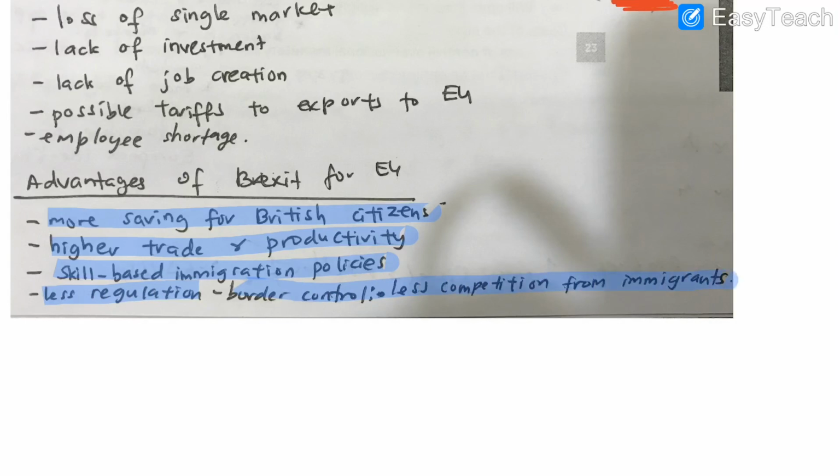The disadvantages of Brexit for the EU: loss of the single market, lack of investment, lack of job creation, possible tariffs to export to the EU, and also employee shortage. These are the advantages and disadvantages of Brexit for the EU.